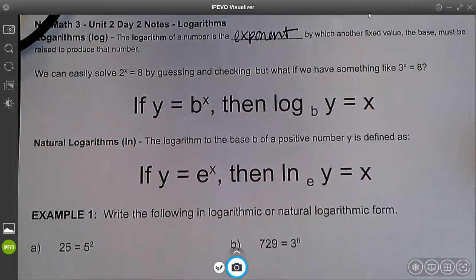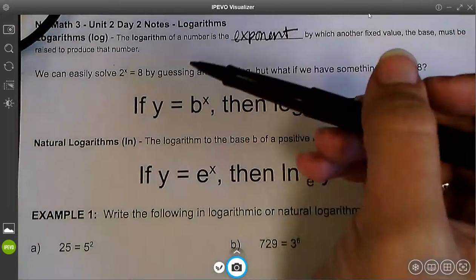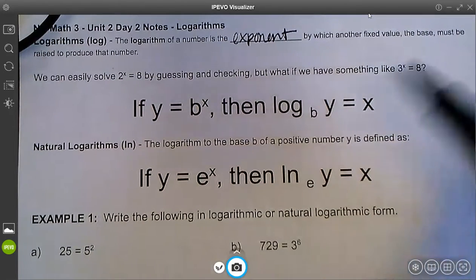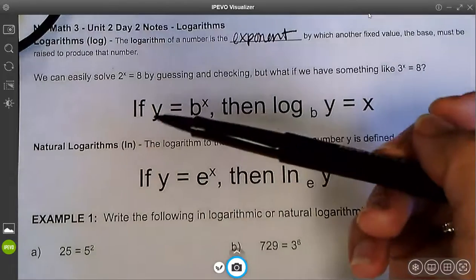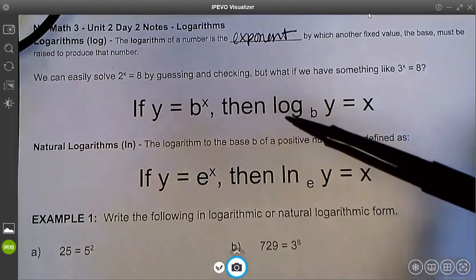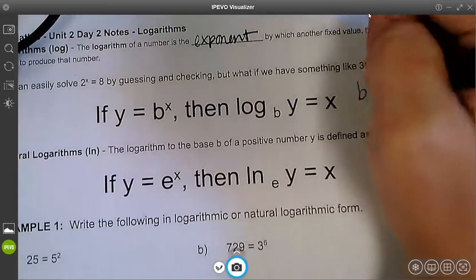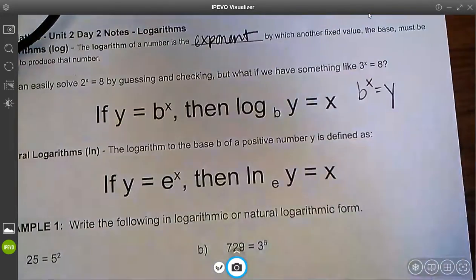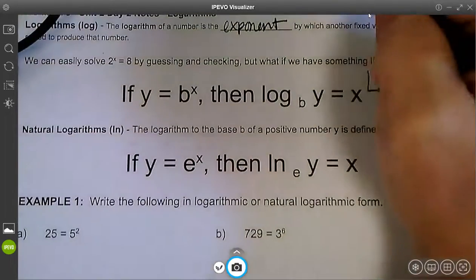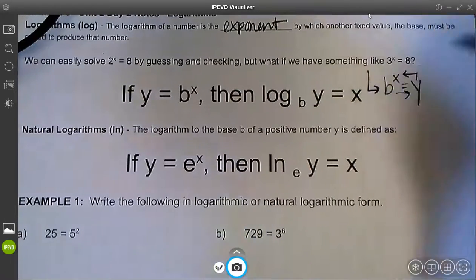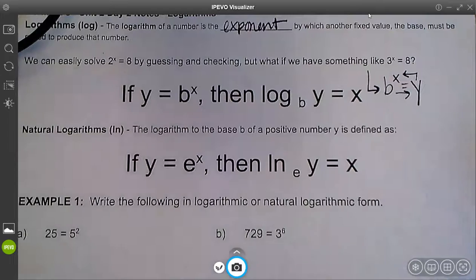We're going to first talk about converting between log and exponent form. We can easily solve this 2 to the x equals 8 by guessing and checking, but what if we had something like 3 to the x equals 8? So then to solve this, if y equals b to the x, then log base b of y equals x. I like to look at it this way: b to the x equals y, and you're kind of making an L, log base b of y equals x. It's kind of an L.